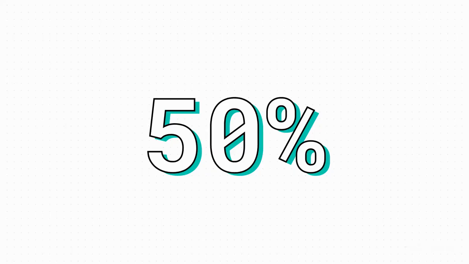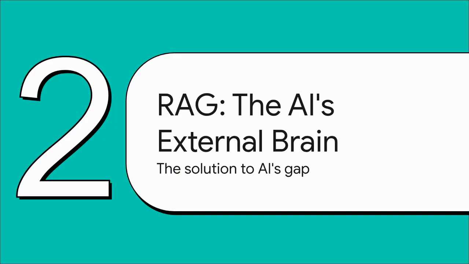And look, this isn't just some small technical quirk. It is a massive business problem. A 2024 survey dropped this number. 50%. 50% of organizations said that just evaluating if their AI is working correctly is their second biggest challenge. So when half the industry is struggling to even trust their AI, you know you've got a problem that needs a real solution fast. And that brings us to the hero of our story, Retrieval-Augmented Generation, or RAG for short.